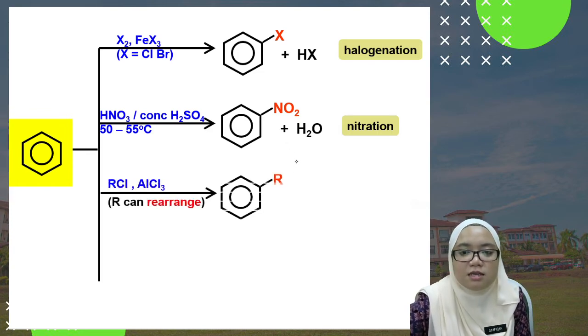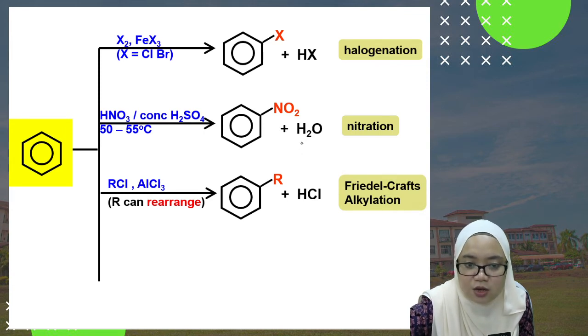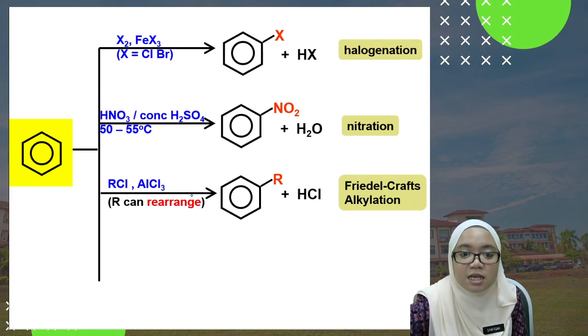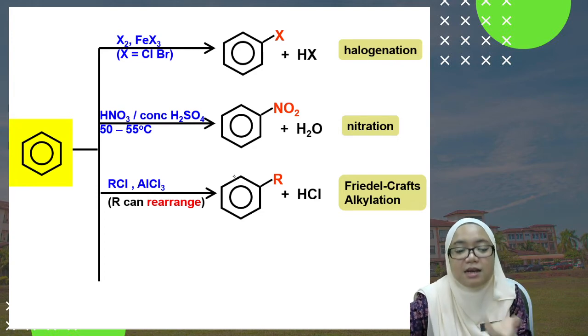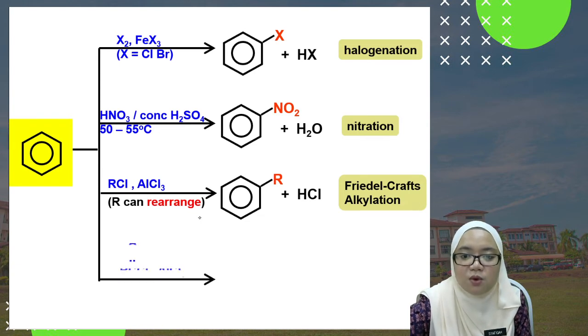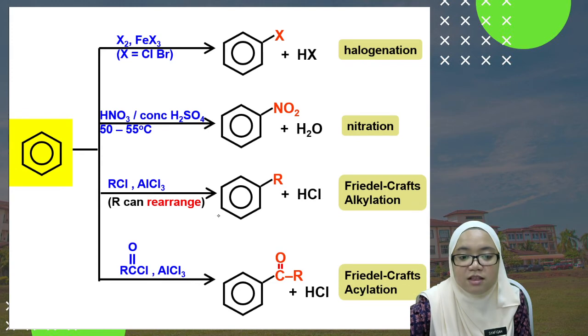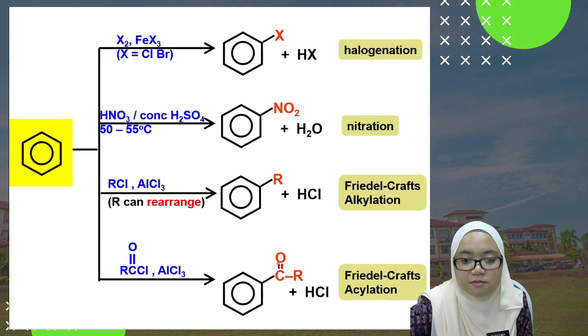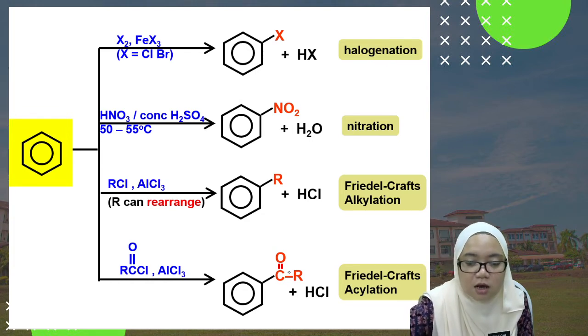Next is the Friedel-Crafts alkylation, where we transfer the alkyl group into the benzene ring. We replace the hydrogen with the alkyl group. Okay, and then lastly we have Friedel-Crafts acylation, where we transfer the C double bond O R into the benzene ring to form a new product.